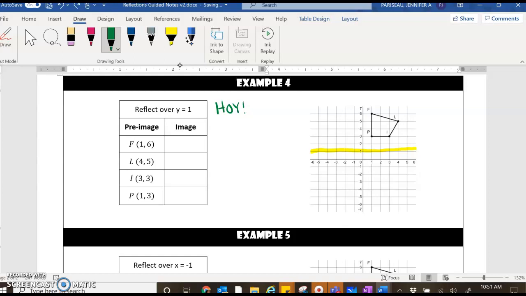So I got to start from my line of reflection. There's no real rule for this. This one you do have to just kind of count it out. All right, so 1, 2. So 1, 2 would be right here.